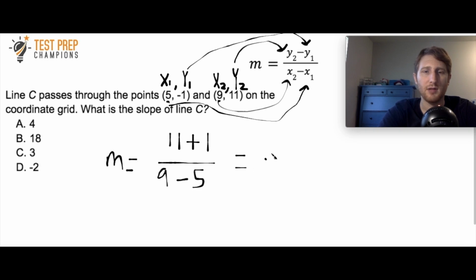So 11 plus 1 is 12, and 9 minus 5 is 4. And if I do 12 divided by 4, the final answer I'll get is 3. So the correct answer here is 3. Great work if you got that right. If not, great work for sticking with it here. Hopefully this makes sense now.